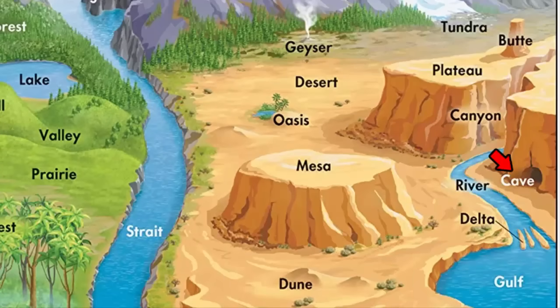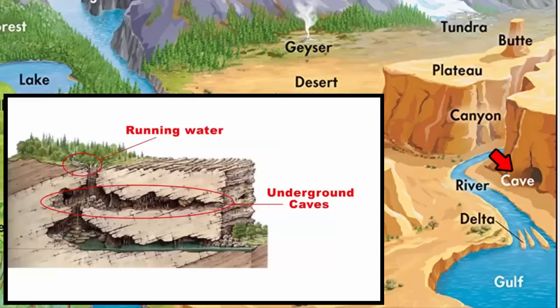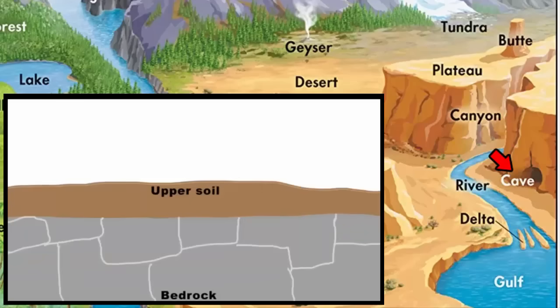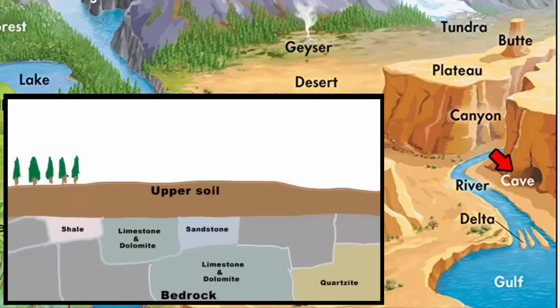The next one is cave. Caves are formed by the dissolution of bedrock. Rainwater reacts with carbon dioxide from the air, and as it penetrates through the soil, the rainwater turns into a weak acid. Now this slowly dissolves the bedrock. A bedrock consists of alternating rocks. Somewhere you will find shale rock and then somewhere you will find sandstone. Then in between these two you will find limestone or dolomite.